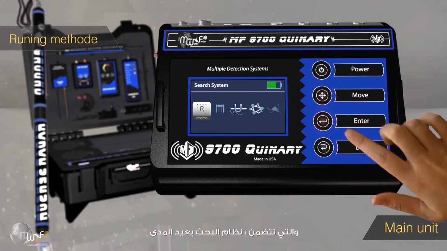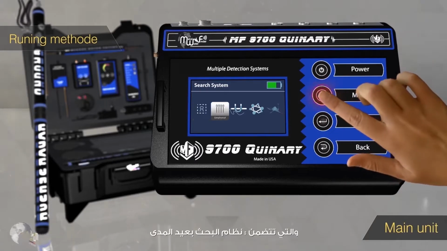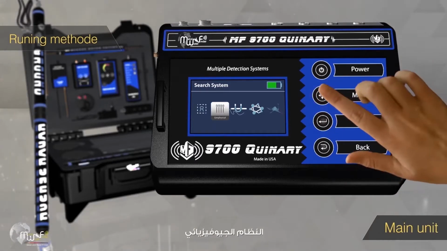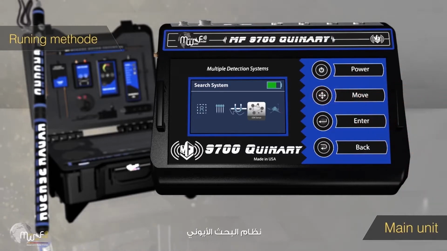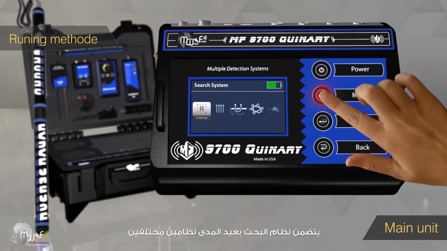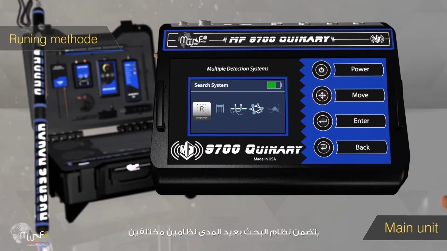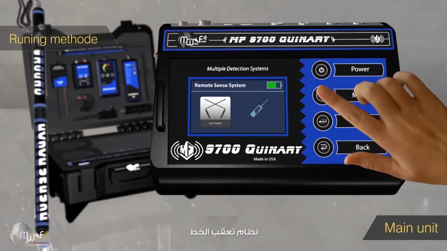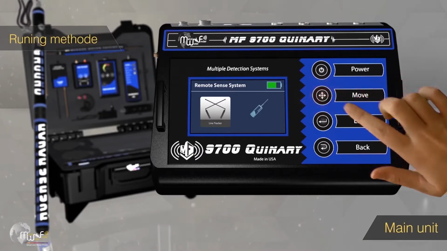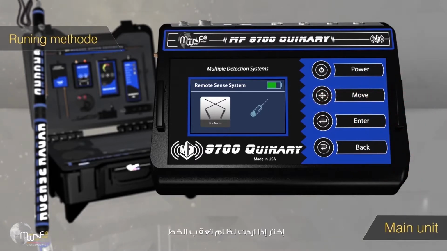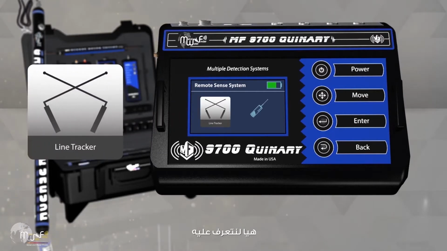which includes long-range search system, geophysical search system, ground sensor search system, ionic search system, ground scan system, long-range search system. It includes 2 different systems, the line tracker system and the handheld LRL system. Choose if you want firstly a line tracker system. Let's get to know it.